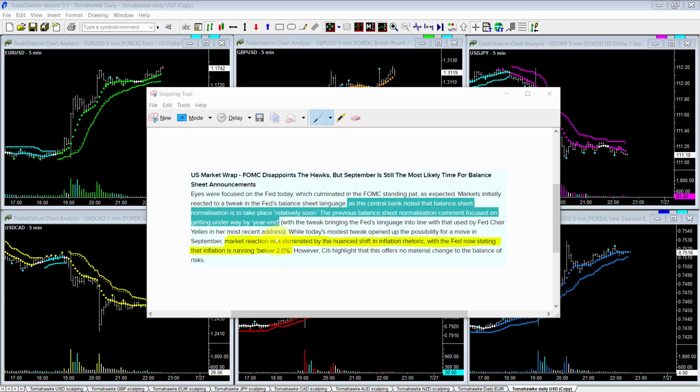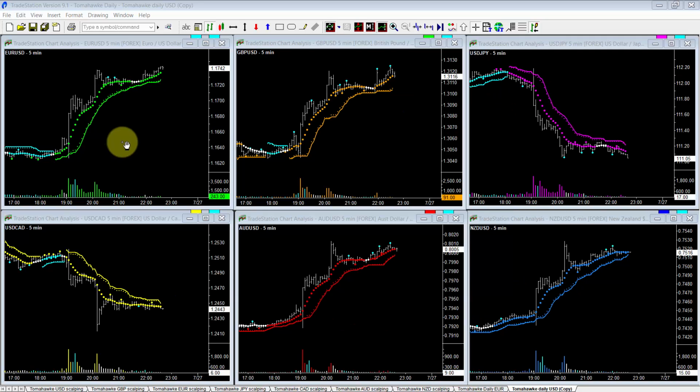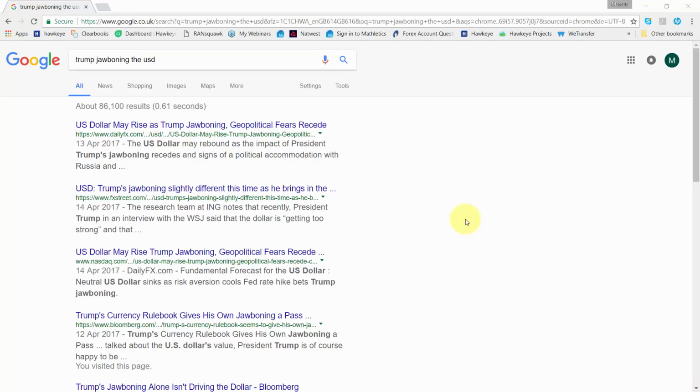Against this was a dovish comment, which the market reaction was dominated by the nuanced shift in inflation rhetoric, with the Fed now stating that inflation is running below 2%, which takes the pressure off the next interest rate rise. Okay, if we look on the US dollar 5-minute charts, we can see that the US dollar weakened by over 100 pips against all of its 6 currency pairs here, and in doing so has taken out some major previous highs and lows, which I'll show you in this video.